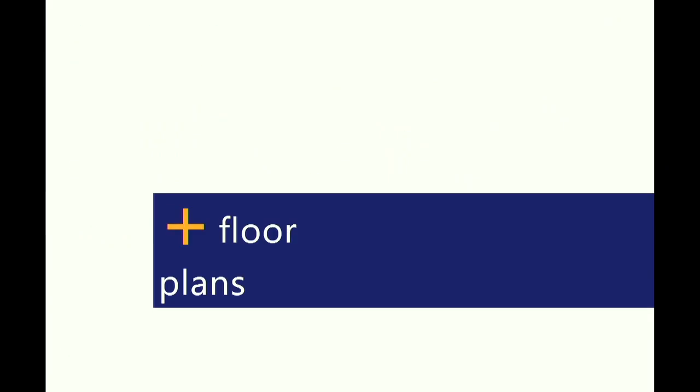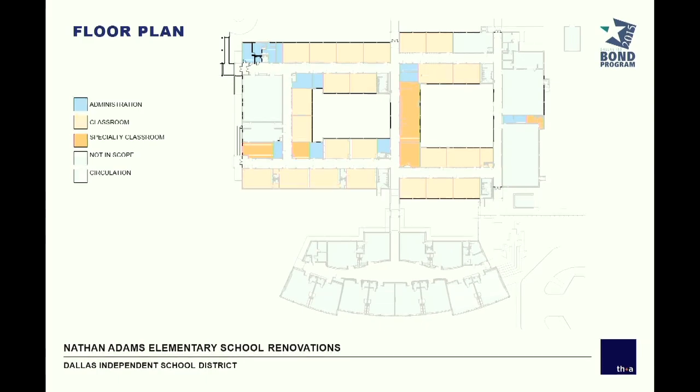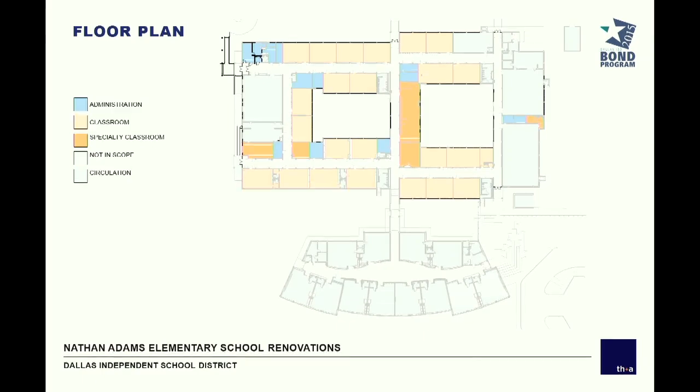This is the floor plan. The highlighted areas are just kind of identifying the main areas of the renovation. All areas of the school on the interior and exterior that are currently painted will be repainted, receive a fresh coat of paint. These areas help to identify a lot of the flooring work that's going to happen in the school. So the administrative wing and the classrooms are the main areas for flooring replacement.